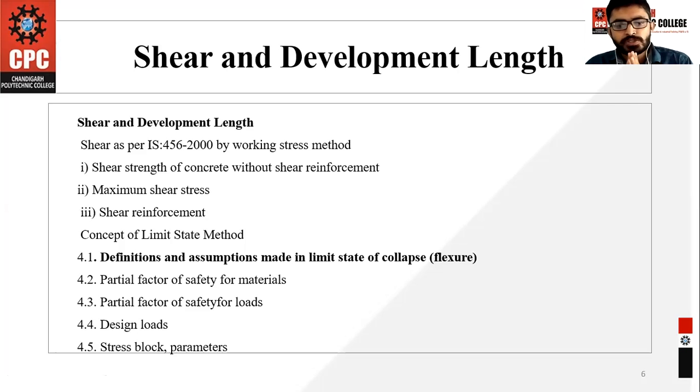Okay, so now moving further, this slide that has been shown on your screen is the shear and development length. First of all, I would like to tell you about the working stress method and the limit state method that we are going to cover in this subject.